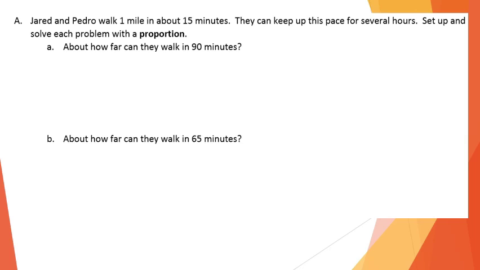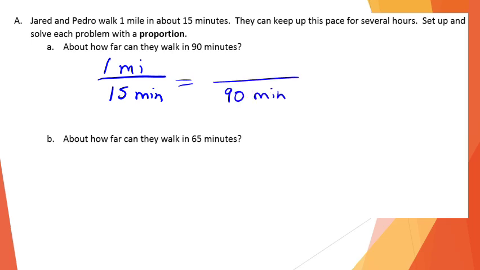So Jared and Pedro walk 1 mile in about 15 minutes. You should be recognizing that as a proportion, 1 mile over 15 minutes. So about how far can they walk in 90 minutes? Make sure we're putting 90 minutes right there on the bottom with 15 minutes.